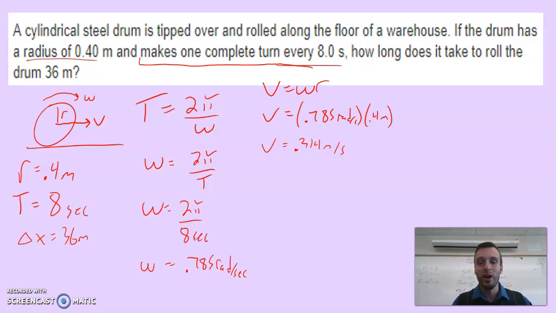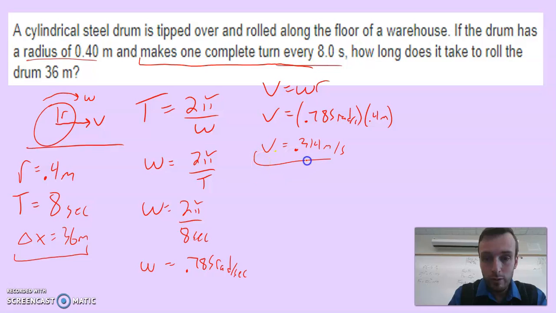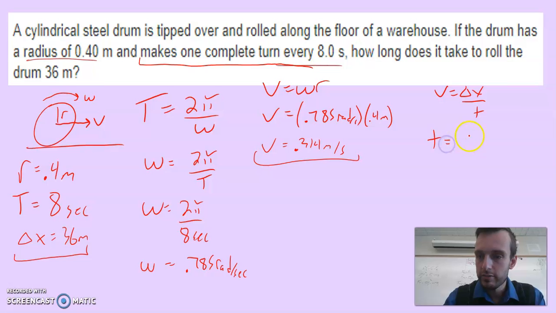And you're like, Mr. Simkins, why are you solving for all this random stuff? Well, we know the distance and we know the velocity. And since velocity is displacement over time, that's the final step. We know that velocity is equal to displacement over time. We can resolve that algebraically for t. That would be delta x over v for time, and that would look like 36 meters over 0.314 meters per second. That would be our time.